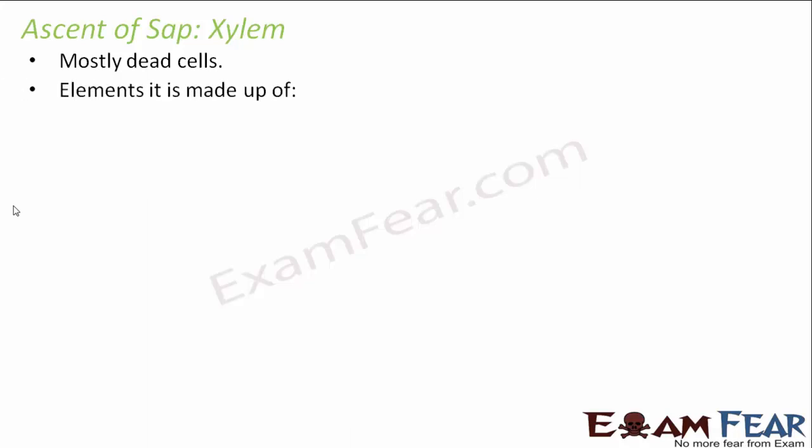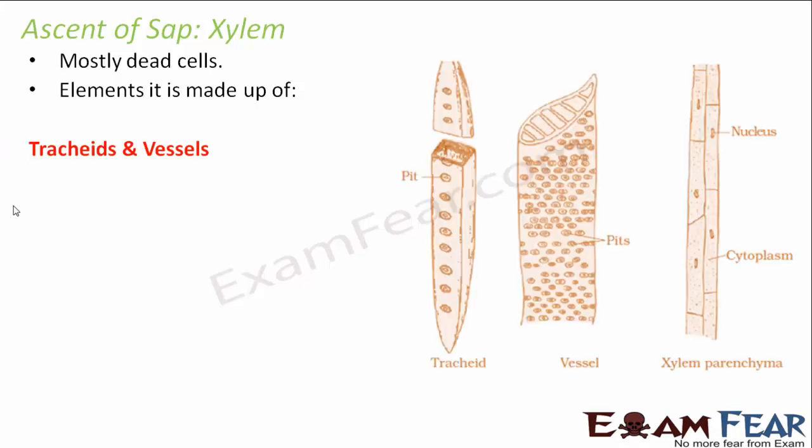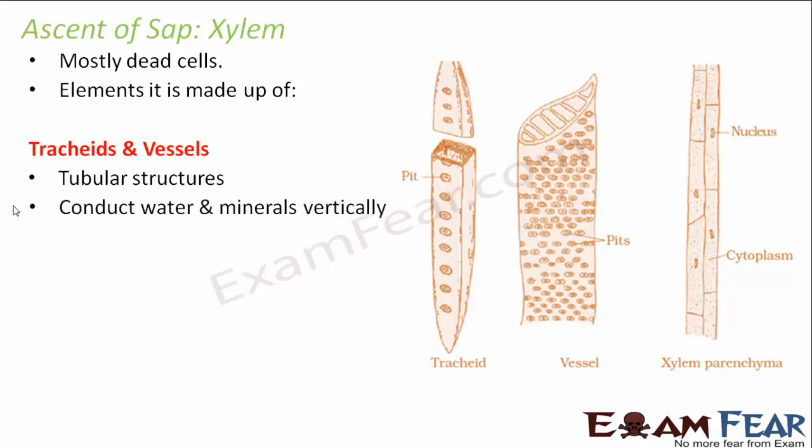So let us first talk about ascent of sap. Now what is xylem? Xylem is mostly dead cells. Now there are many elements which together constitute the xylem. So what are the different components of xylem? Tracheids and vessels. So what are they? These are tubular structures which conduct water and minerals vertically. So here you can see this is how a tracheid looks like. It is a tubular structure which has some pore-like structures called pits all over it. And these are vessels, which are again tube-like structures with pits all over it.